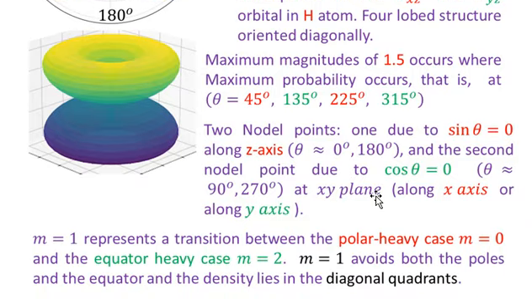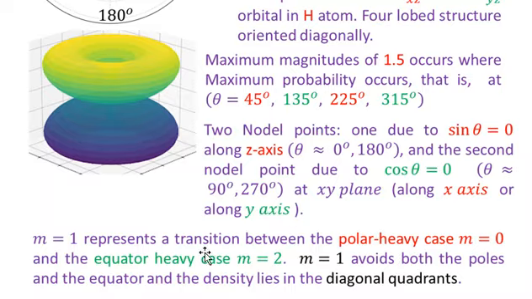So there are two nodal points: one due to sine of theta equal to 0 along the z-axis, that is at theta equal to 0 degrees and 180 degrees, and the second due to cos of theta equal to 0, which gives theta equal to 90 degrees and 270 degrees at the xy plane, that is the equator plane along the x-axis or the y-axis. Because you know that in polar coordinates there is no discrimination of the x-axis or the y-axis on the xy plane, or the equator plane, because these two axes will be identical.